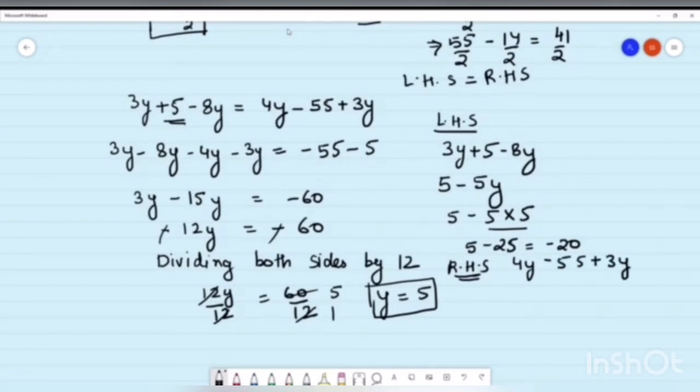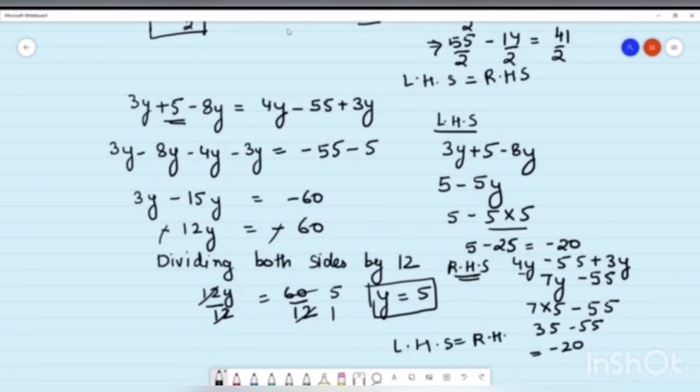Here also first we'll simplify. This will be 7y adding 4y and 3y minus 55. Now putting the value of y, 7 into 5 minus 55. This will be 35 minus 55 equals minus 20. What we see is that the left hand side is equal to the right hand side. So our answer was correct.